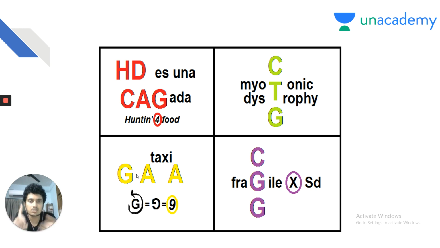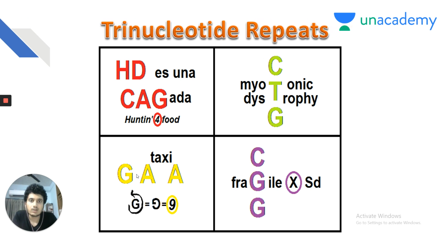So Huntington's chorea, CAG repeats. Myotonic dystrophy, it is CTG repeats. Fragile X syndrome, it is CGG repeats. And Friedreich's ataxia, I is to be stressed upon, and it is GAA repeats. Trinucleotide repeats is a very important question. Again, I'm emphasizing, my dear friends, so that you must memorize them. Like they must be at your fingertips.